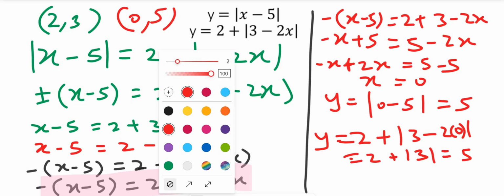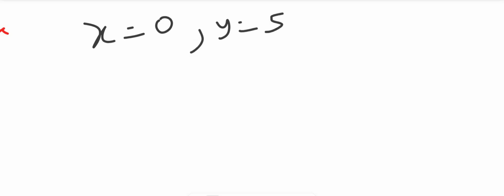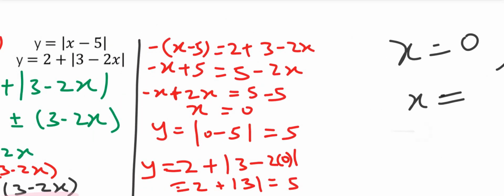So I got two values of x and two values of y. So I can write my answer as x is equal to 0 and y equal 5. Also, the second value, x is equal to 2, when y equal 3. So I've gotten the required values of x and y.